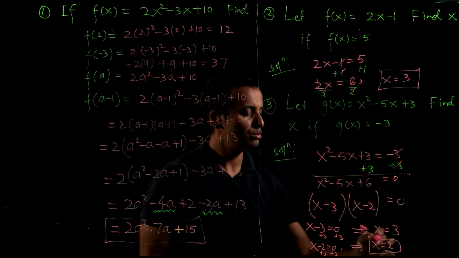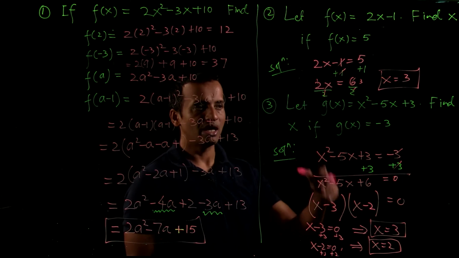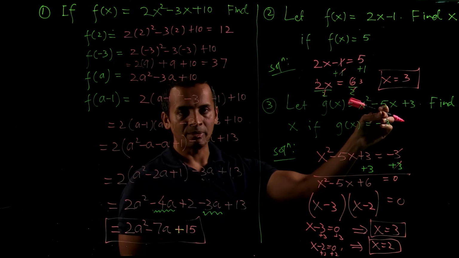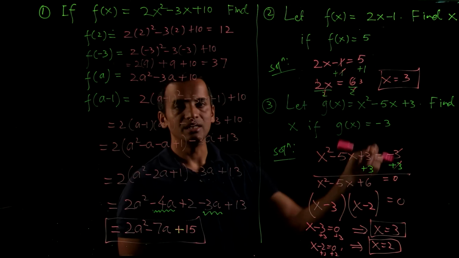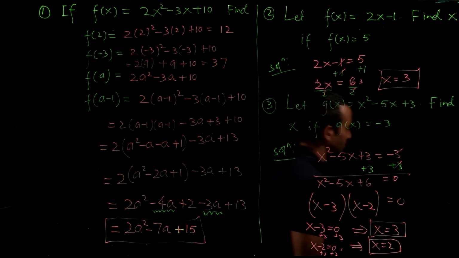So x equals 2 and x equals 3 are the solutions, the values of x such that g of x, given by this function, equals negative 3. Alright, thank you guys.